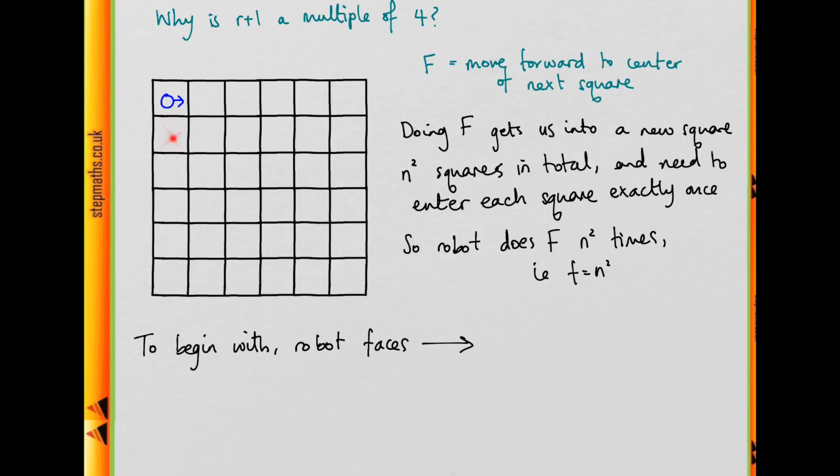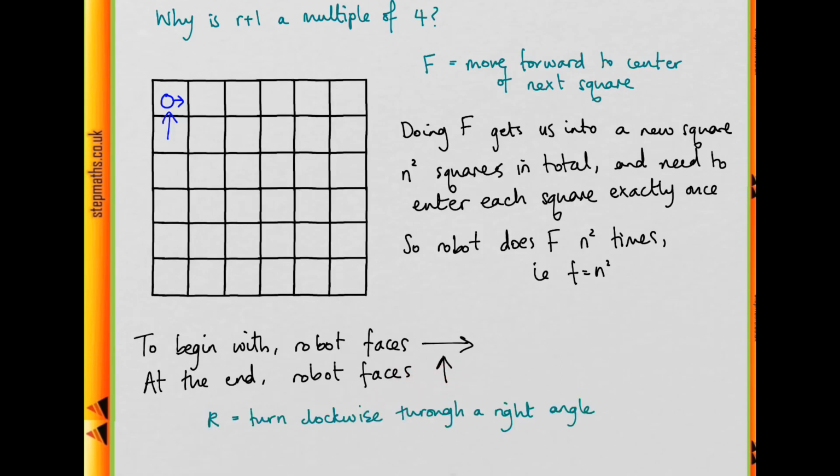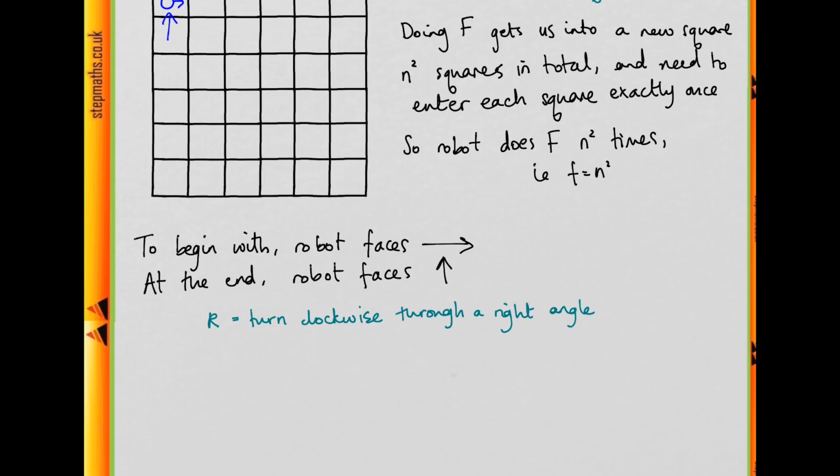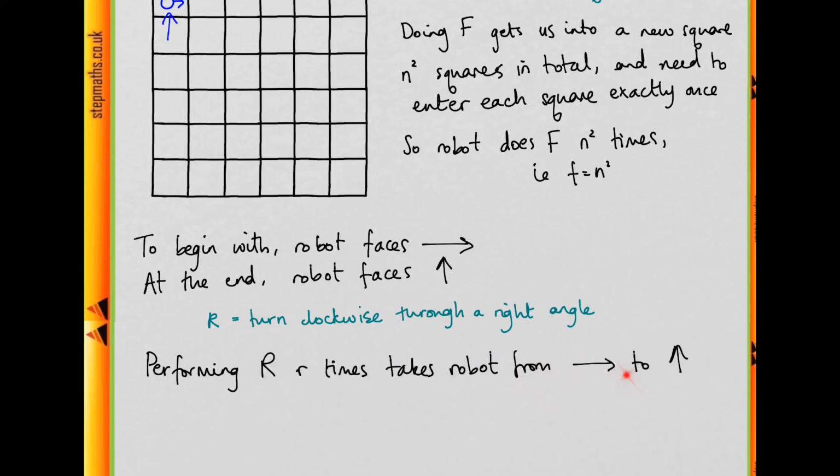And so if it's moving from this one back into this top left square, then it must have been going up. And so at the end, the robot is facing up. And r is basically the number of right turns this robot makes. So we know that after the robot has performed the command r times, then that's going to take the robot from facing right to facing up.